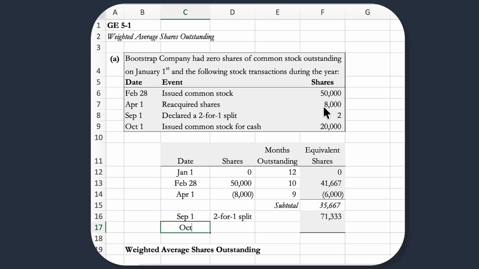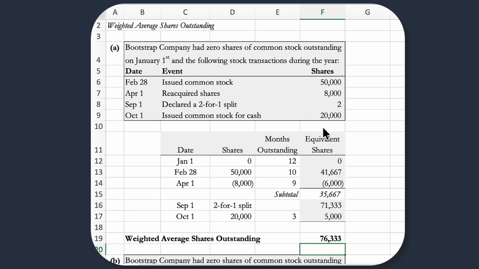Then on October 1st, we've got some additional shares issued, 20,000 to be exact, and those were outstanding for 3 months of the year. I'll weight those 3 over 12. And then I need to sum this up, but notice that I've already counted that subtotal when I doubled it here. So I only want to go this far, add these up, otherwise I'd be double counting the same shares that I've accounted for already in the split. So my weighted average shares outstanding is 76,333. That's what I would use in my denominator of basic earnings per share.